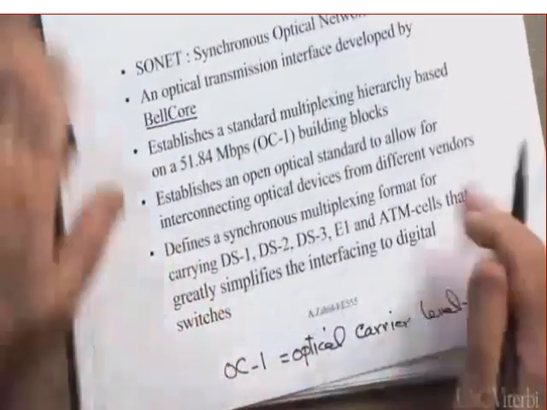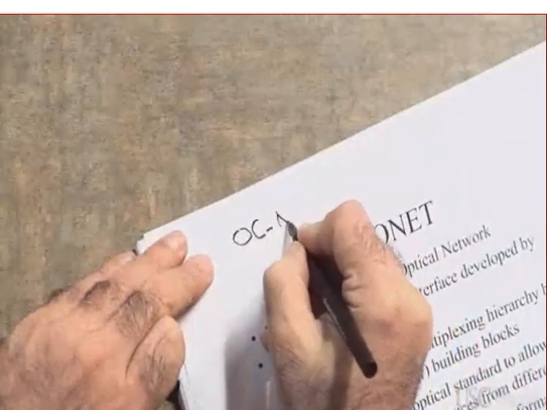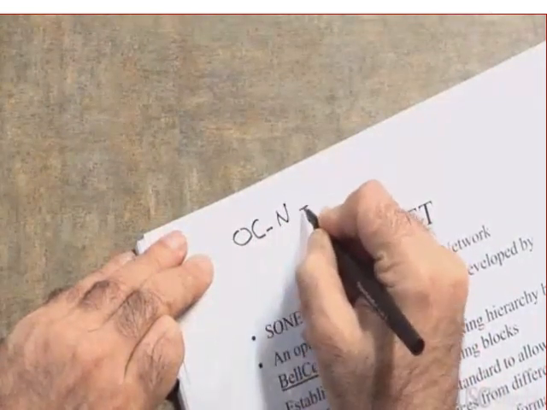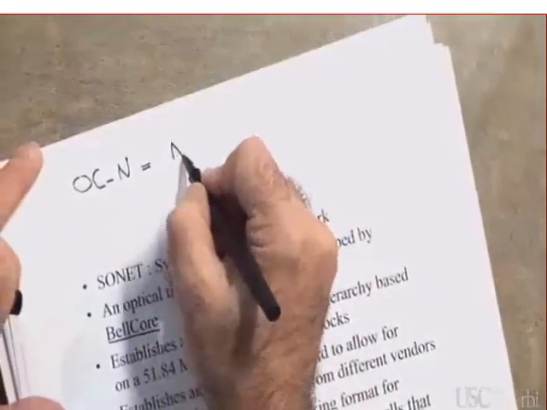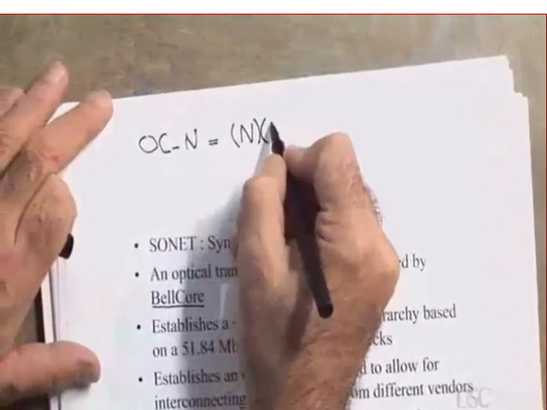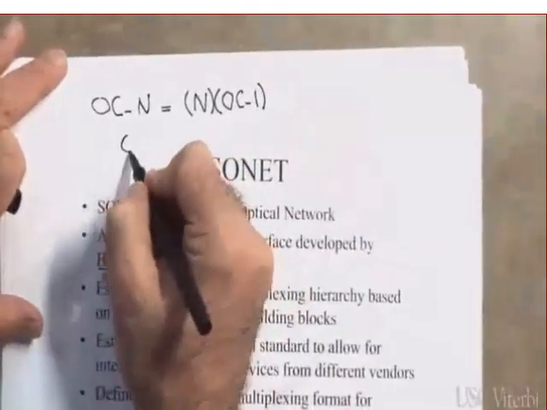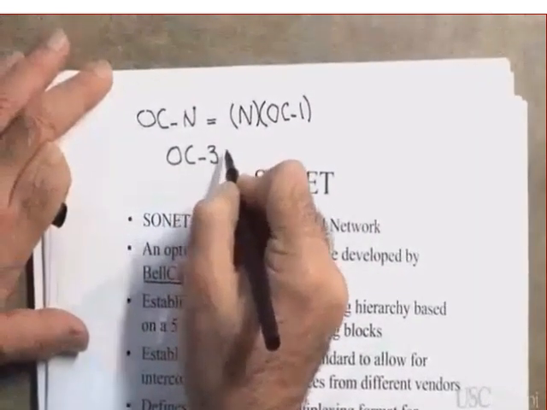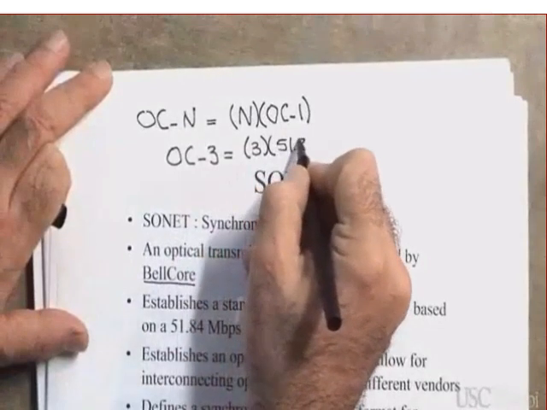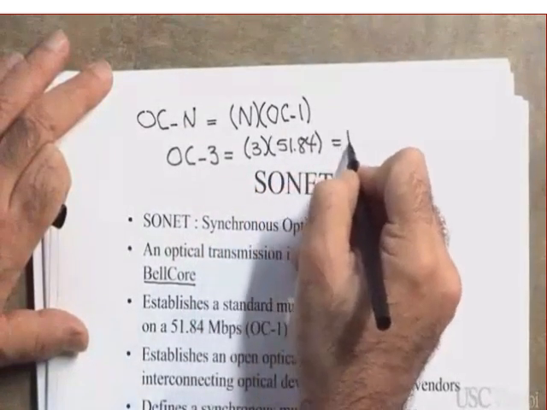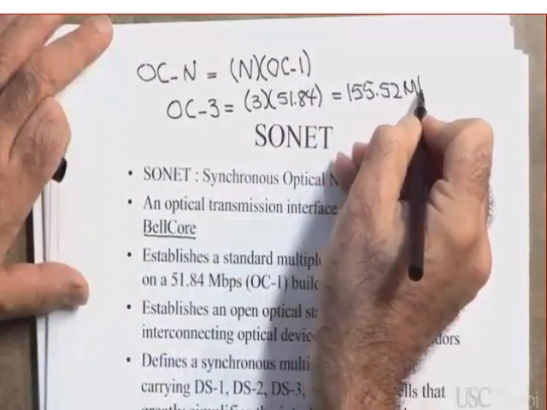So they came up with what is known as OCN, level N. And the beauty of SONET is that OC level N is exactly the same as N times OC level 1. So, for example, if we talk about OC3, this is 3 times 51.84, which is 155.52 megabits per second.